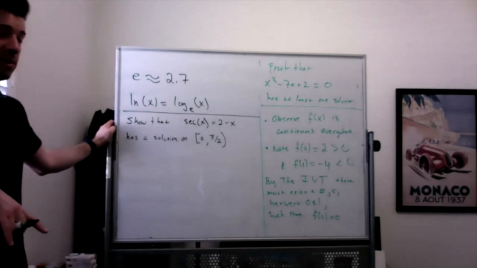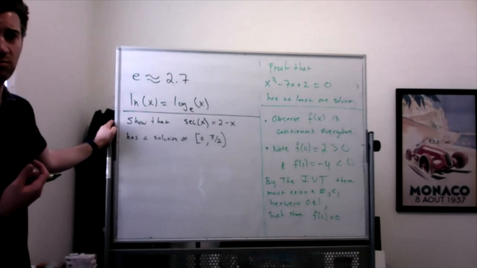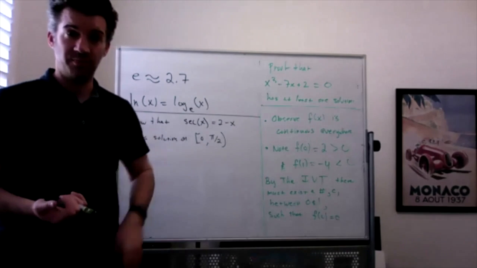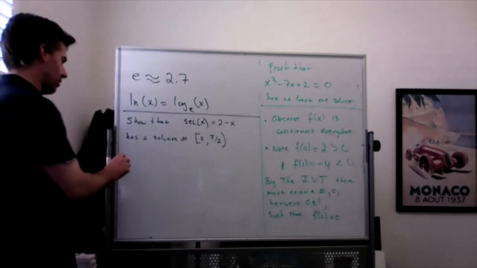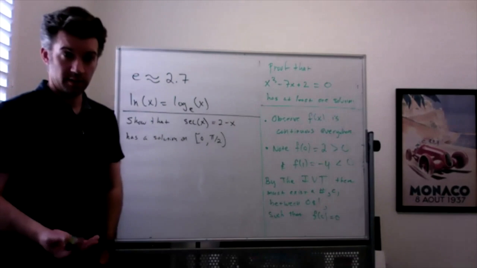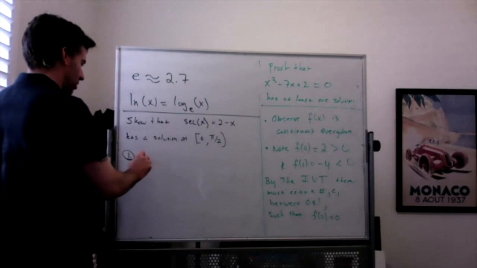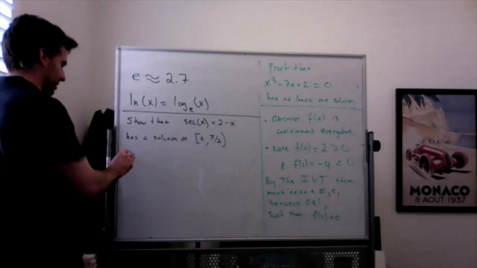So here's the thing to be aware of. We can't plug in pi over 2. Secant isn't defined at pi over 2. But let's start off with the usual process. We really want to solve, so this is kind of step 0.